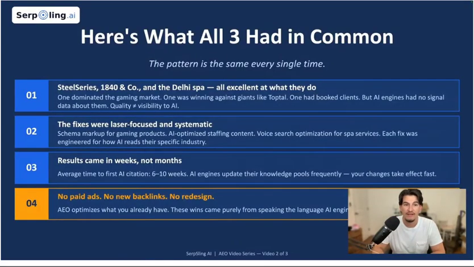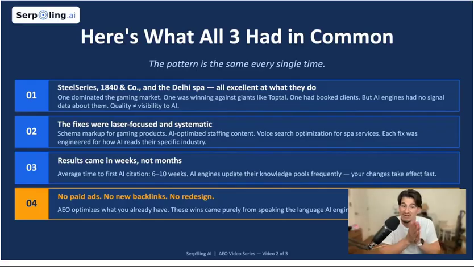Okay, and here's what all three of them had in common, because you see the same pattern over and over. SteelSeries, 18 and 40, and the Delhi Spa, they're all excellent at what they do. One dominated the gaming market, one was winning against giants like TopTool, one had loyal clients, but AI engines had zero data signals about them. Okay, so they had quality product and services, but zero visibility to AI.